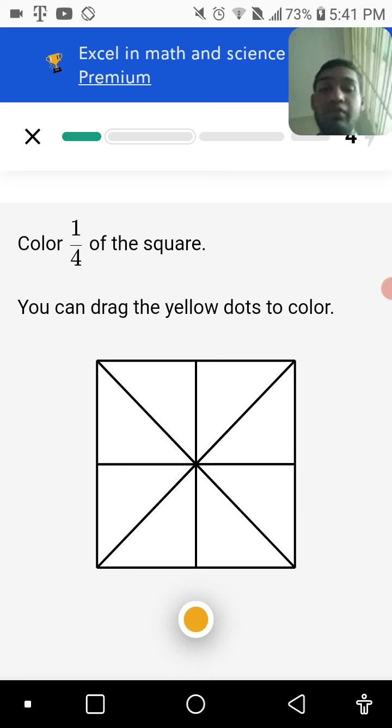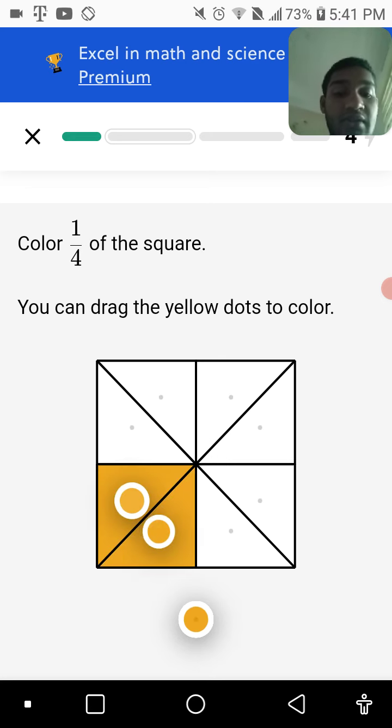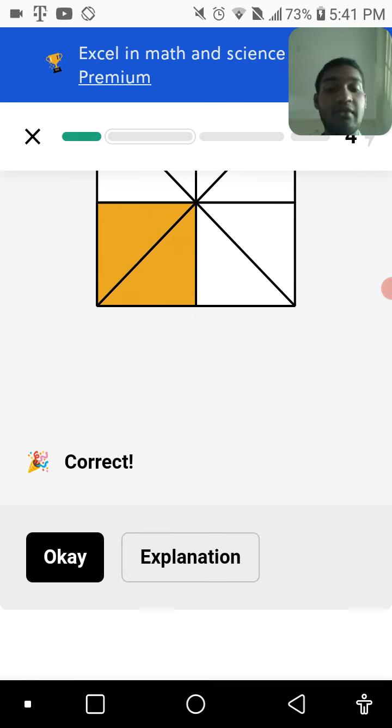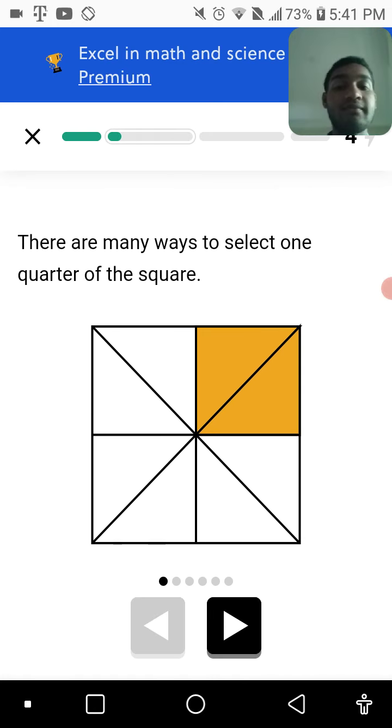Color 1 by 4 of the square. 1 by 4 for a square. Then that means there will be 1 and there will be this. Then it will be 1 by 4, I guess. Let's see. Yes, that's correct.